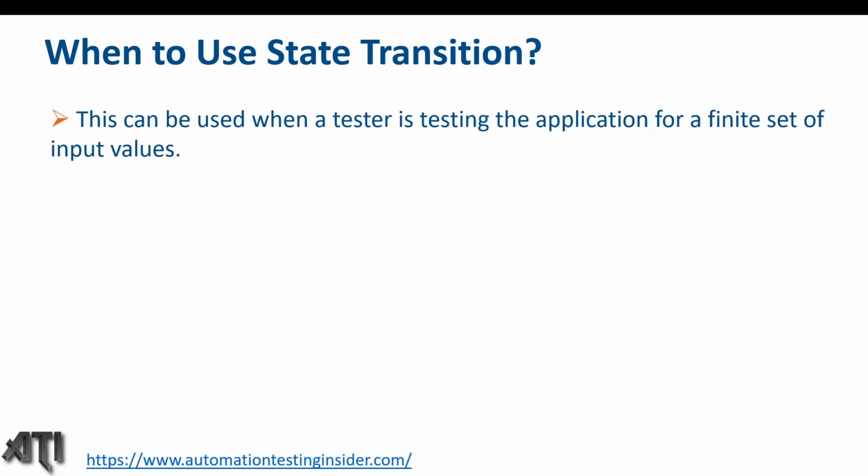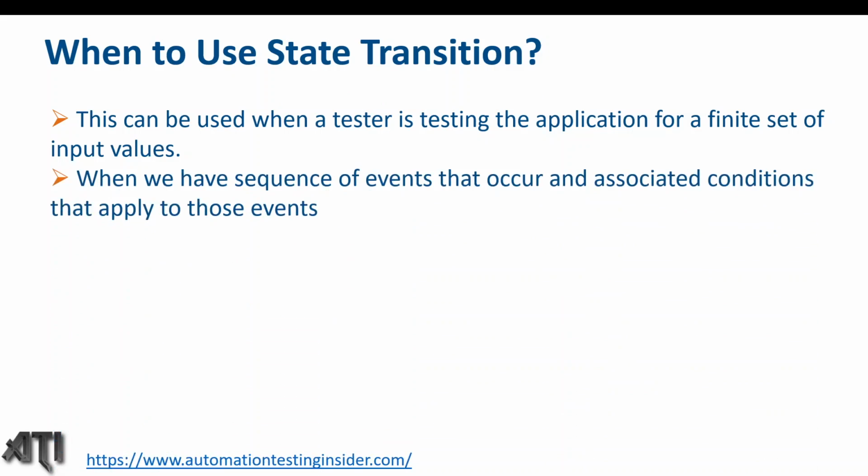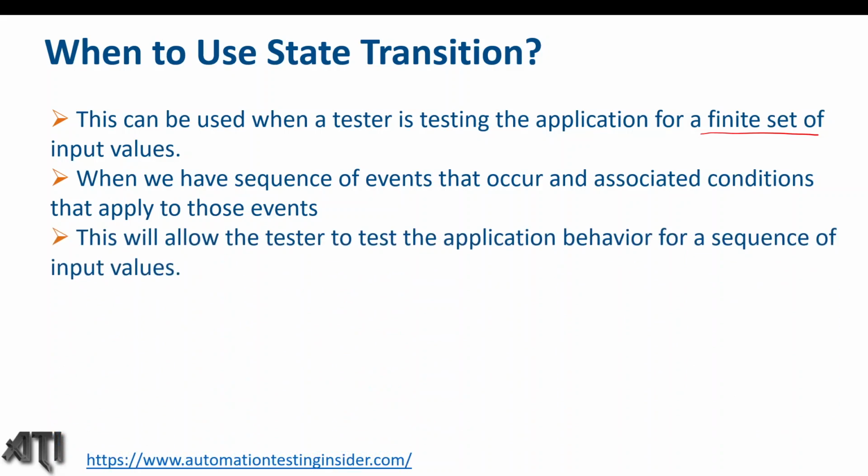So when to use state transition? This can be used when a tester is testing the application for a finite set of input values. This is one of the criteria for state transition: we should have a finite set of input values when we have a sequence of events that occur, with associated conditions that apply to those events. Take the example I have given you of an ATM machine. There we have a finite set of input values, right? We know 3 times it will allow, and the 4th attempt it will block my card, correct? This will allow the tester to test the application behavior for a sequence of input values.